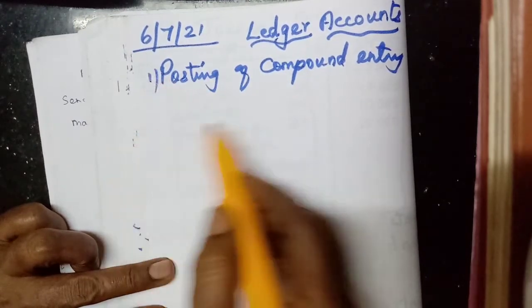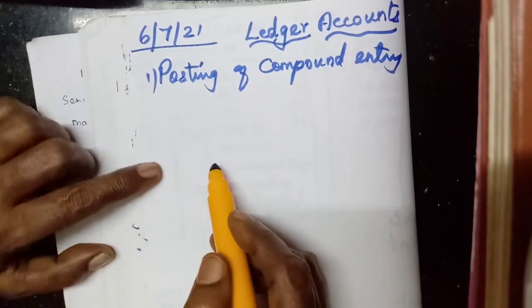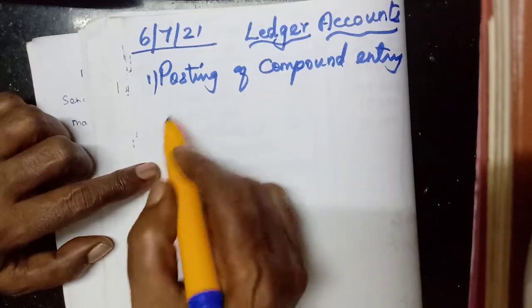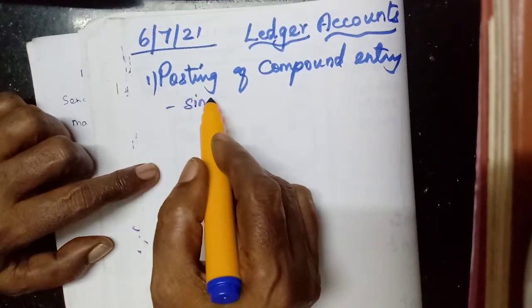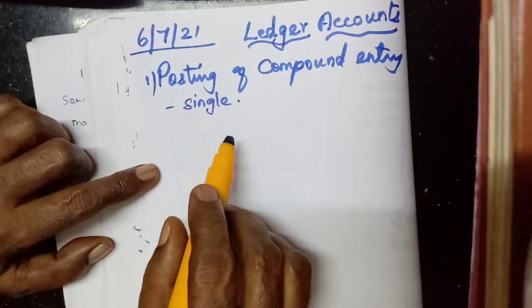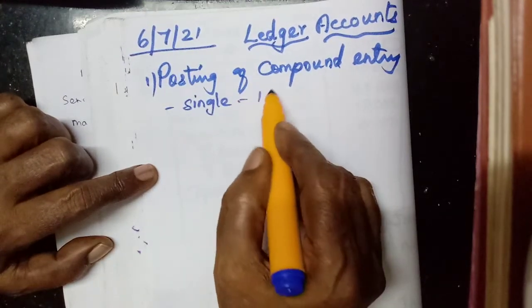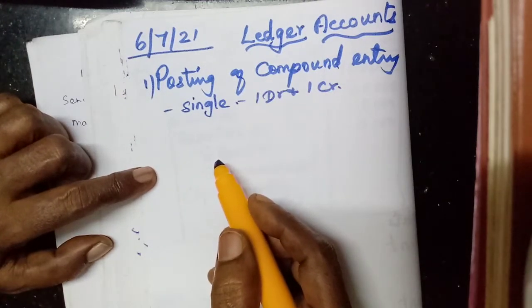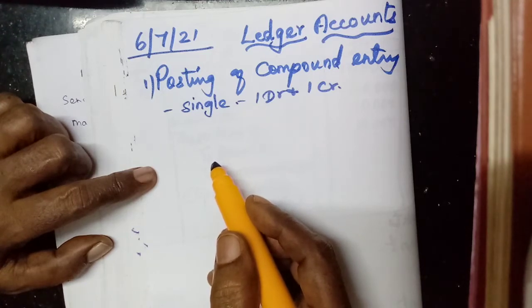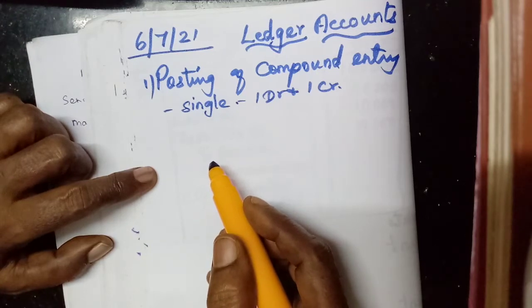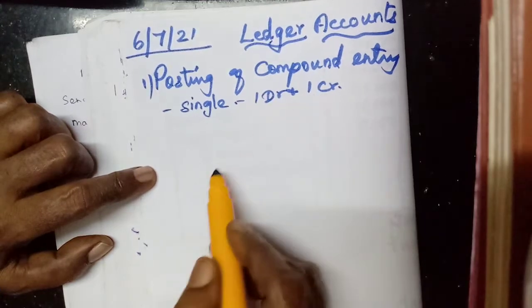At first, the posting of the compound journal entry. First you should know what is a compound journal entry. The opposite of the compound journal entry is the single or simple journal entry. Single entry means one debit and one credit will be there. For example, if the proprietor starts business with cash, what is the journal entry? Cash account debtor to proprietor's capital account, isn't it? Here one debit and one credit.